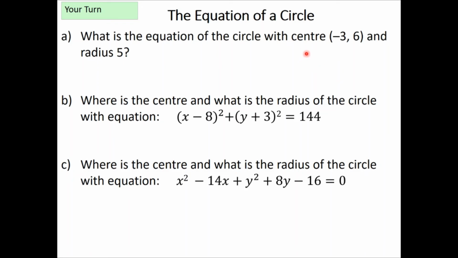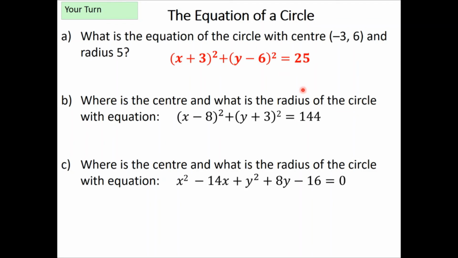So in this first question, you're told that the center is (−3, 6) and the radius is 5. So your equation will be x plus 3. So remember, it's the opposite value to the one in the center. So (x + 3)² + (y − 6)² is equal to 25, the radius being 5 squared, which is 25. So that's your answer there.